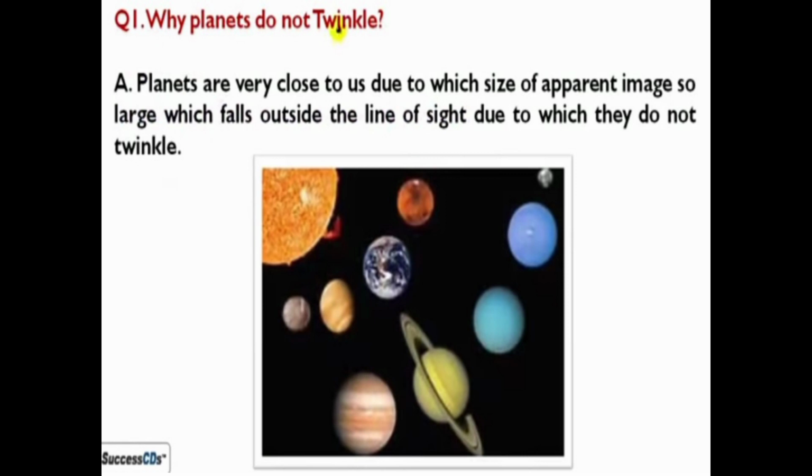If we consider a planet, we can consider it as a collection of a large number of point-sized sources of light. So the total variation in the amount of light that is entering our eye is small, because the planet is a collection of a large number of point-sized sources.